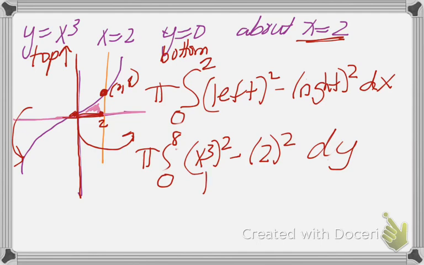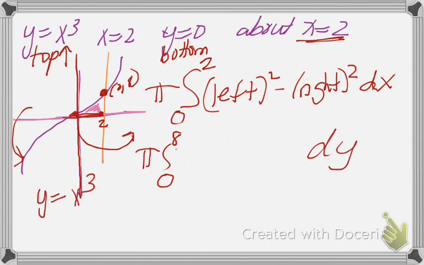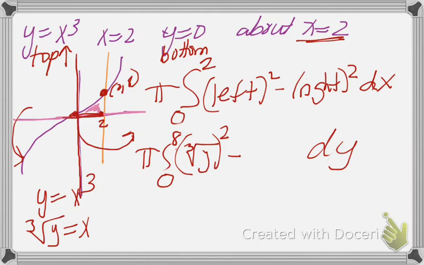We still have a problem because you can't mix x's with y's. So we're going to have to change this up a little bit. Alright, so we know that the left function is definitely y equals x cubed. But we need to solve for x. So if I take the cube root of both sides, I'm going to get the cube root of y. Okay, so the cube root of y is my left squared minus my right squared. And my right is the x equals 2, dy.